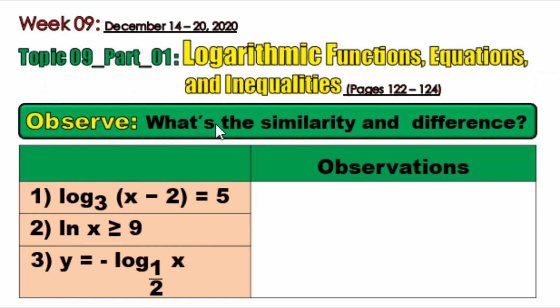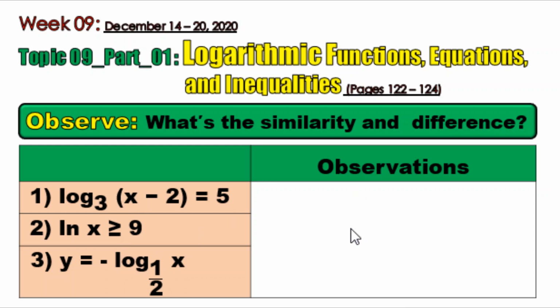Observe. What is the similarity and difference? You are given these three: logarithm of x minus 2 to the base 3 is equal to 5; ln x is greater than or equal to 9; and y is equal to negative logarithm of x to the base 1/2. What do you think are the similarities and differences of these three? I'll be giving you time to list all your observations, and we will be discussing that later. You can pause this video.